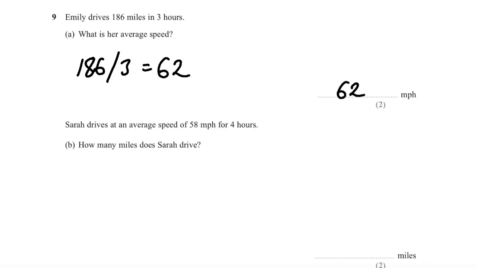Sarah drives at an average speed of 58 miles per hour for 4 hours. How many miles does Sarah drive? Well, to work out how many miles Sarah drives, I'm going to multiply 58 by 4. So 58 by 4 is equal to 232. So therefore, Sarah covers 232 miles. And that's your final answer.